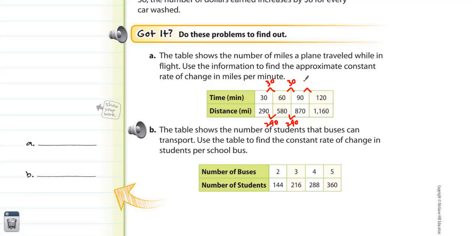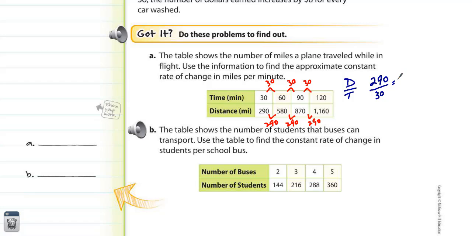Here's another change of 30 minutes, and another change of 290. So what we see is the distance changes by 290 for every time change of 30 minutes. So we would look at that and ask ourselves, all right, is there a number that goes into both 290 and 30?